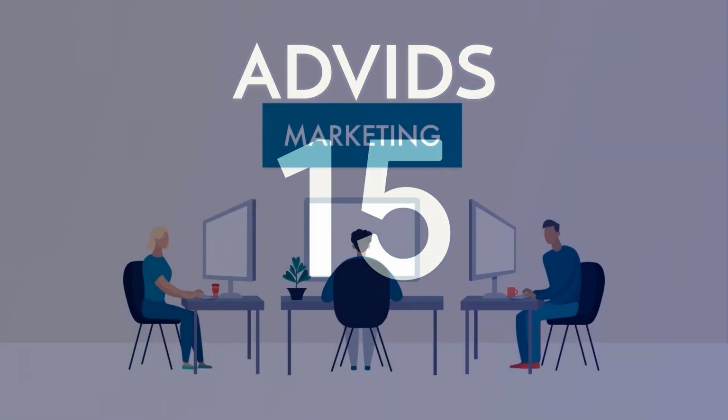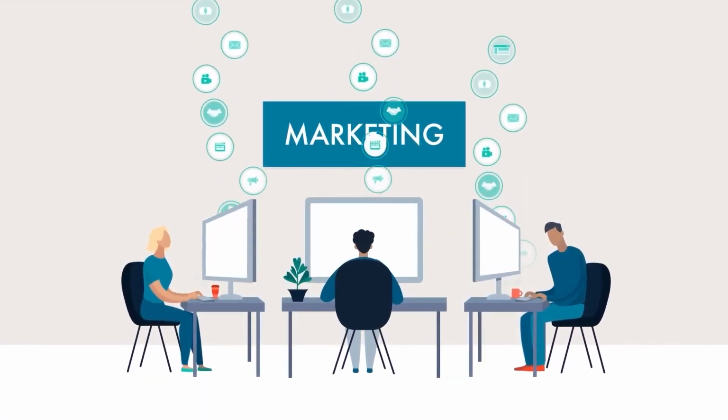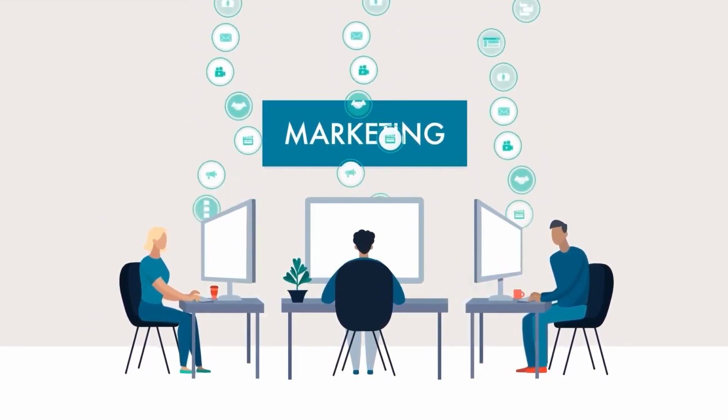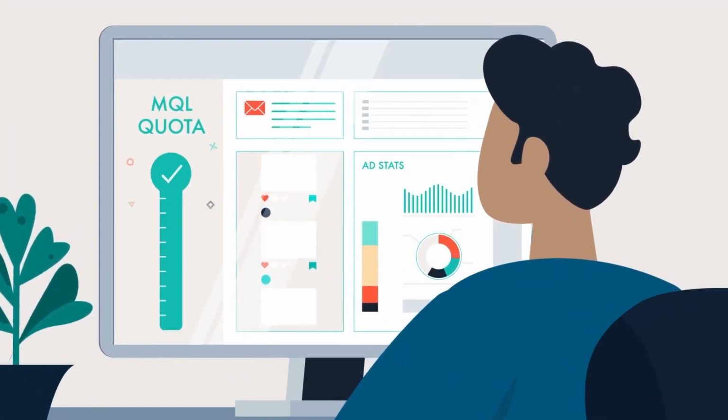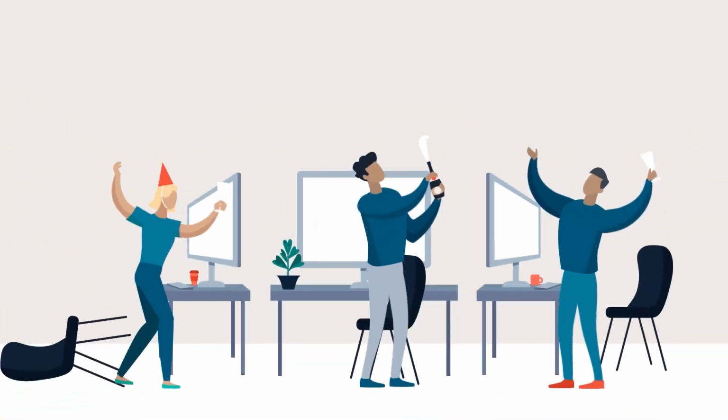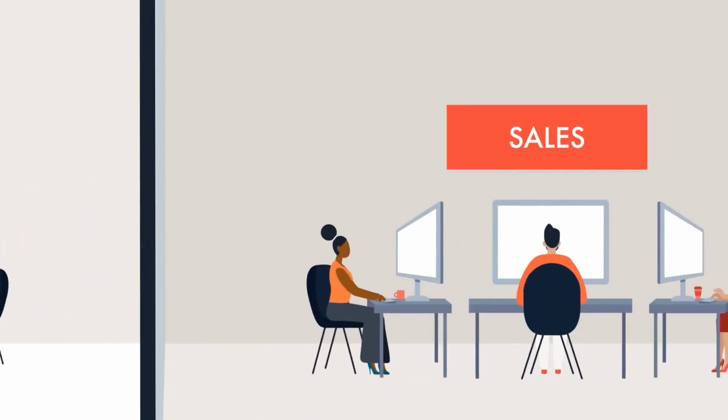Business reporting. We run ads, create content, host events, and send out millions of emails, all in the hopes of convincing someone to fill out our form. The result is an MQL, which we hand off to sales.